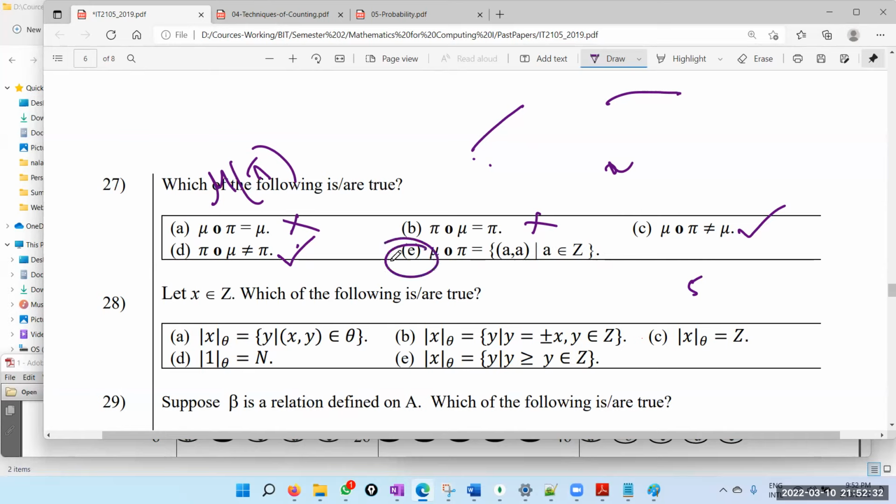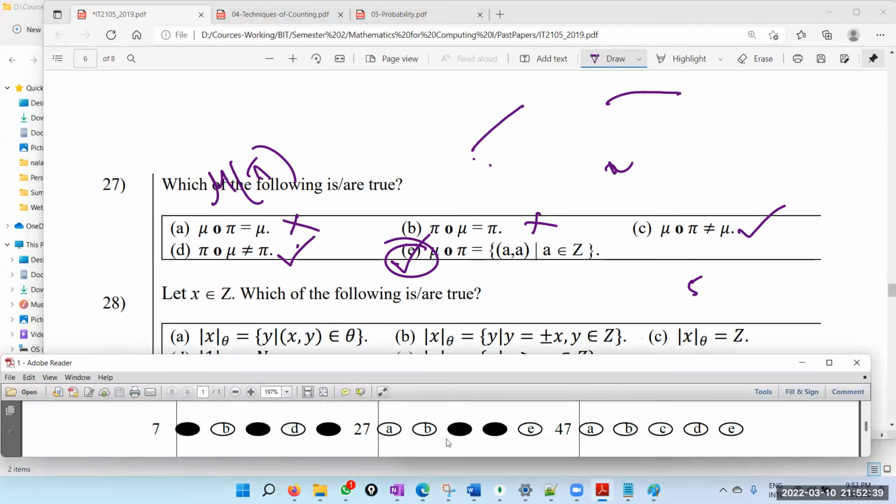I will take 3. Right? So that means I will take CDE for 27. CD, but they have not taken E. Why is that?